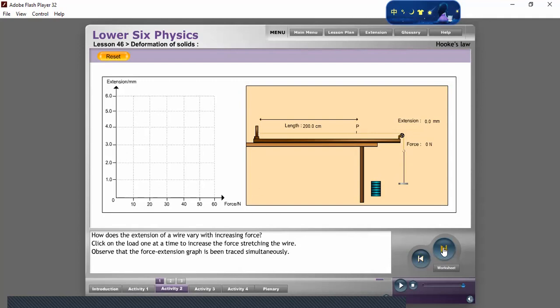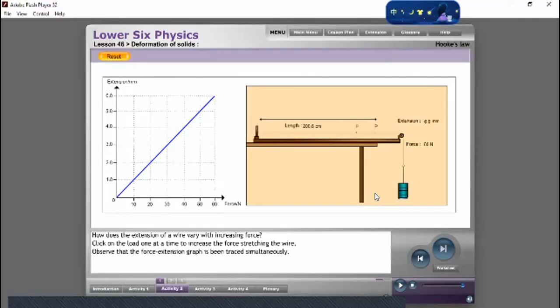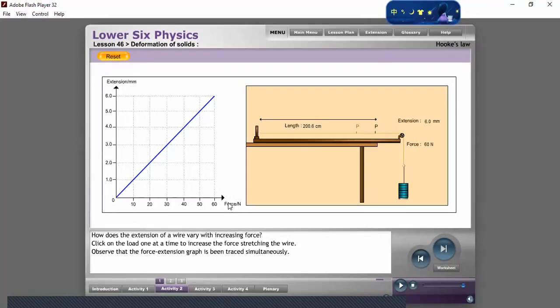So observe that we click on the load and increase. So keep on increasing the load. What will happen? We notice that when we increase the load, we increase the force applied on the string, the extension of the string or extension of the cord keeps on increasing as well. So the extension is directly proportional to the force.